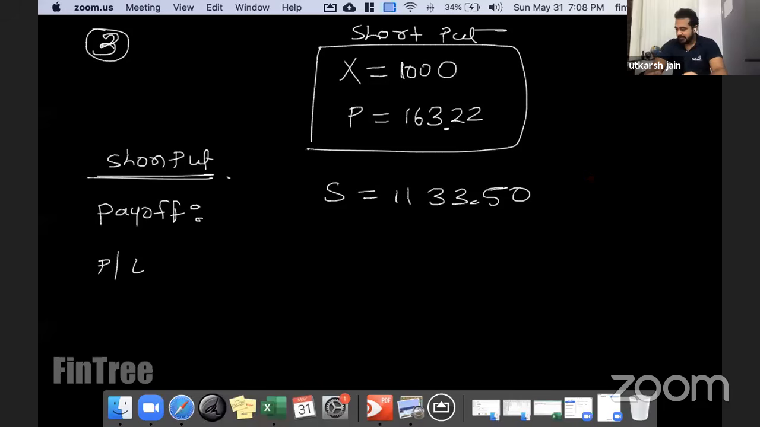If it's a put option, you tell yourself that I have a right to sell, right? Put option means right to sell.